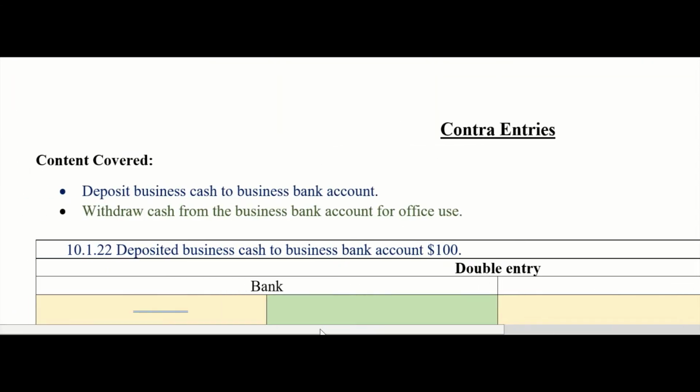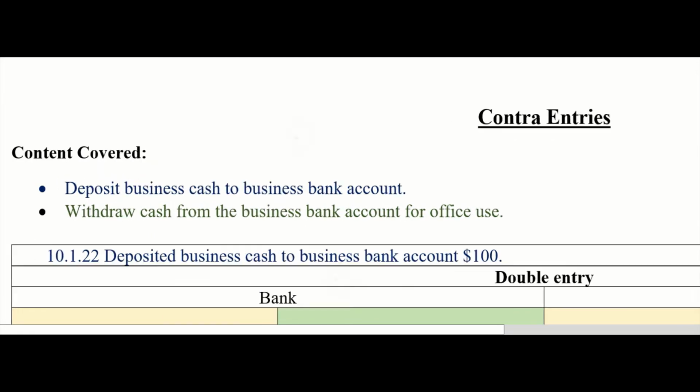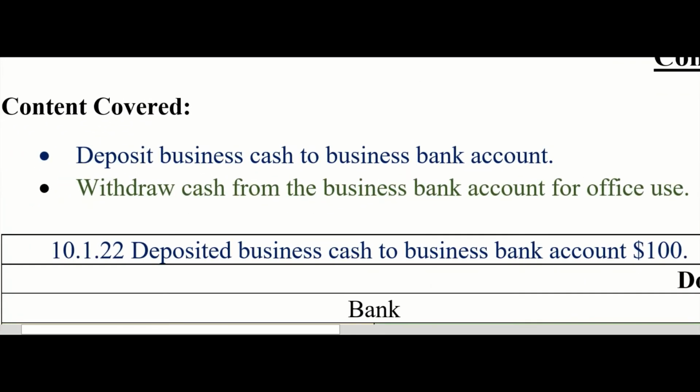Now, the next most important part in cash book is contra entry. Contra entry could only occur during two particular transactions. One, deposit business cash to business bank account. Your cash value reduces, bank value increases. Second, withdraw cash from business bank account for office use. Bank value drops, cash value increases.